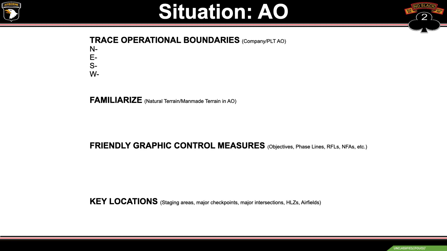And then especially key locations such as staging areas, the checkpoints, intersections, helicopter landing zones, airfields. And so that would be where we would physically be located at and where we're going to be operating, and then where we're going to be supporting the other friendly platoons and companies.